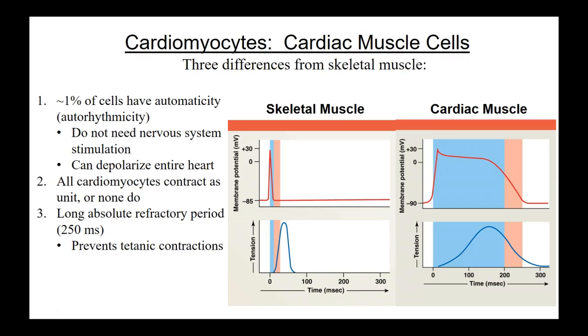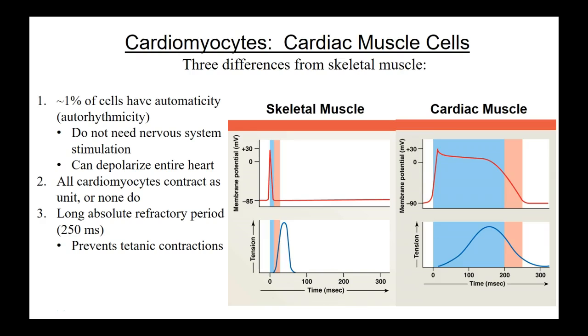Okay. So last slide and we'll take a break. Some differences between the skeletal muscle and cardiac muscle. Right? So here, this autorhythmicity, so ability to spontaneously, rhythmically fire. So we're talking about the SA and AV nodes here. They don't need nervous stimulation, nervous tissue stimulation, but the nervous system can impact the rate at which they fire, right? Parasympathetic versus sympathetic. These autorhythmic cells, they can depolarize the entire heart.